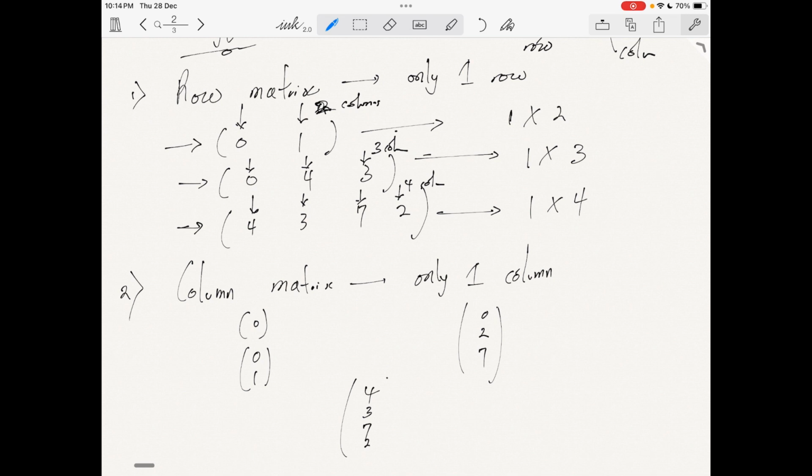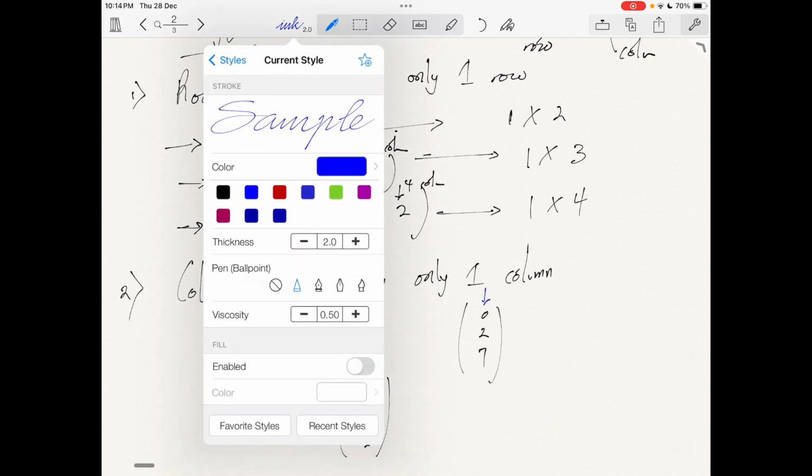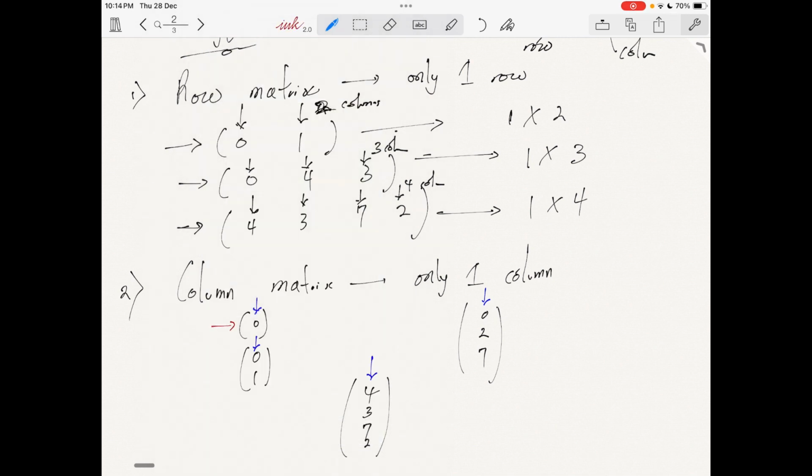Now as we can see, everything has one column, just one column, but the number of rows can be many. For this one, it has one row. Now we can see that this one has two rows. This one has three rows. And we can also see that this one has 1, 2, 3, 4 rows.